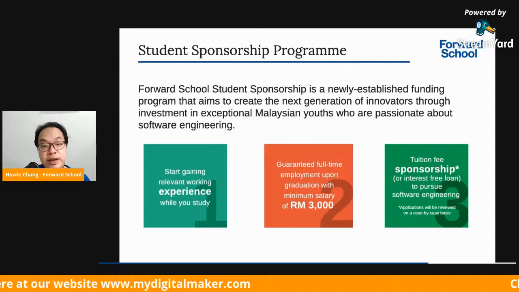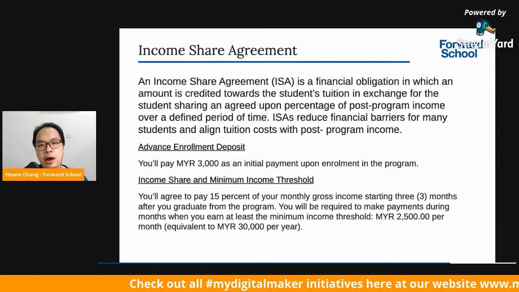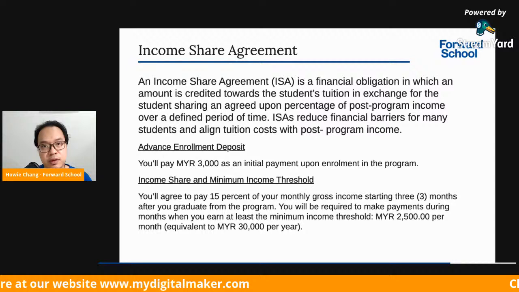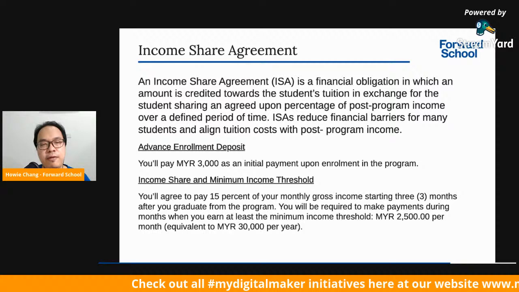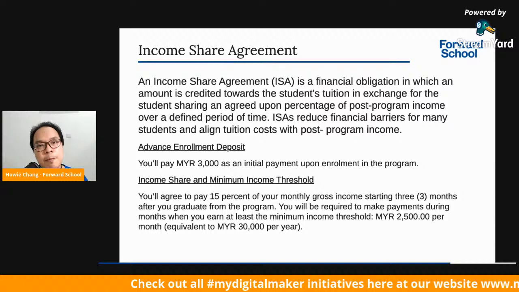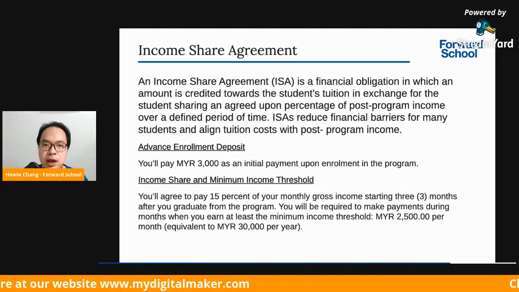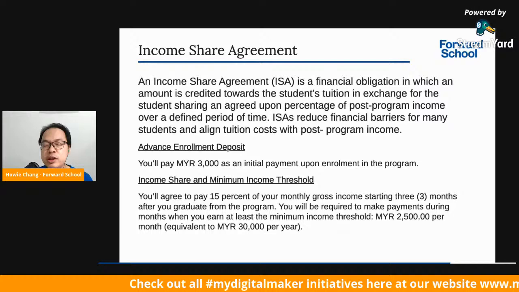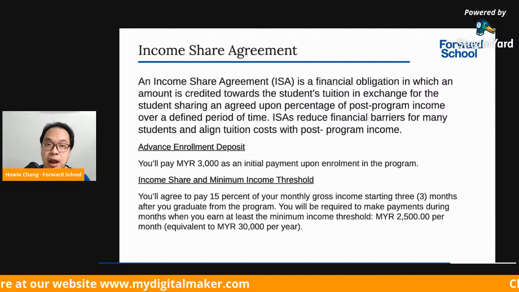Okay, so another financial aid program that we have at Forward School, and this is equally groundbreaking, in the sense that we believe we are the first in Malaysia, or maybe even in Southeast Asia, to have this. This is what we call the income share agreement. Basically, to enroll in our 2-year degree in applied software engineering, you don't need to pay a single cent except for $3,000 as an initial payment upon enrollment if you are accepted. Okay, so 3,000 is all you need to pay, and then the rest you only pay after the program, when we have linked you up with a job.